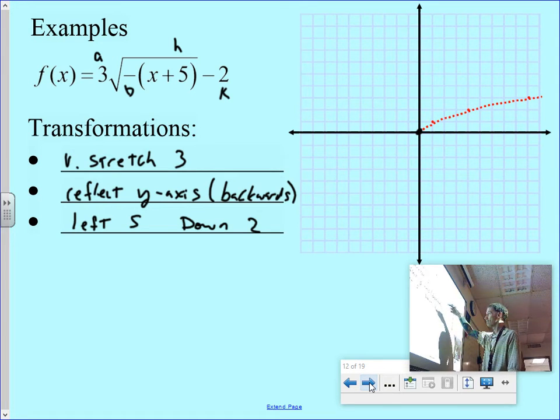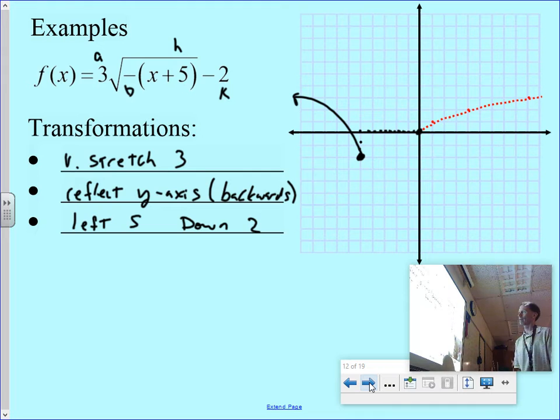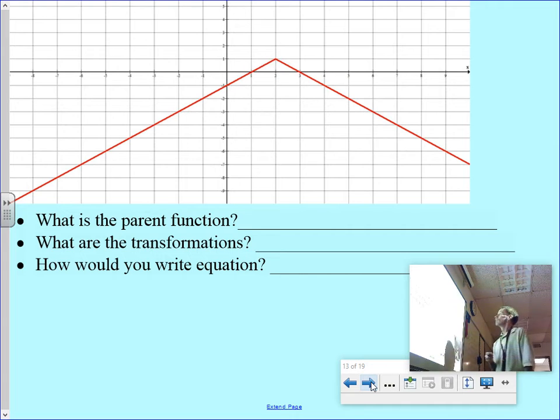But I do need to shift it 5 left and down 2. So 1, 2, 3, 4, 5, and down 2. So there's my new critical point. And again, it's going to get steeper than the original, so it's going to go steeper and then going backwards, so something like that would be an okay graph for that. Okay, so y-axis reflection backwards, x-axis reflection upside down.